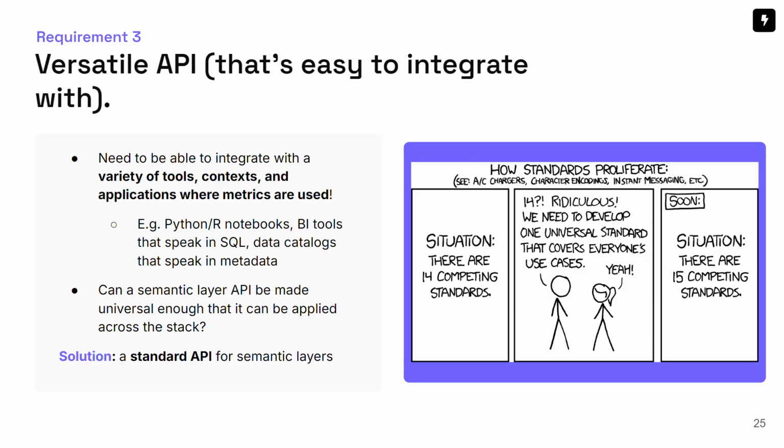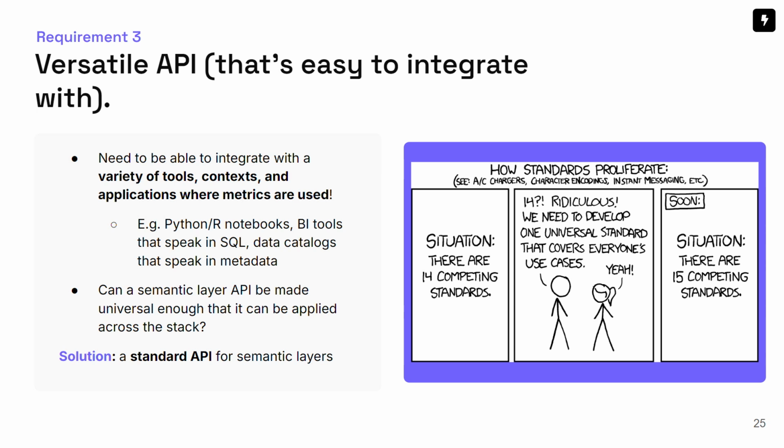And then the third requirement is that there needs to be a more versatile API that's easy to integrate with. If you think about a semantic layer, it's integrating with a bunch of tools. You have notebooks and Python and R. You have BI tools that speak in SQL. You have data catalogs that speak in metadata. So it needs to be able to do all of this, and it needs to do it in a way that's really easy to integrate with.